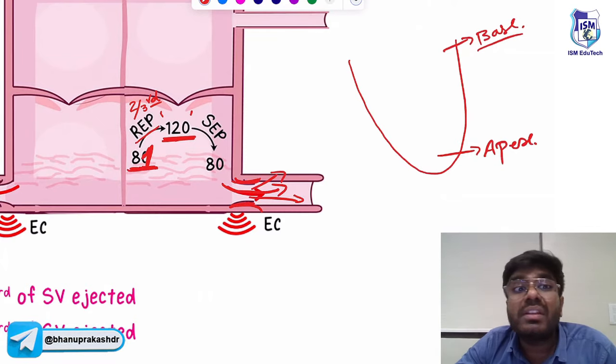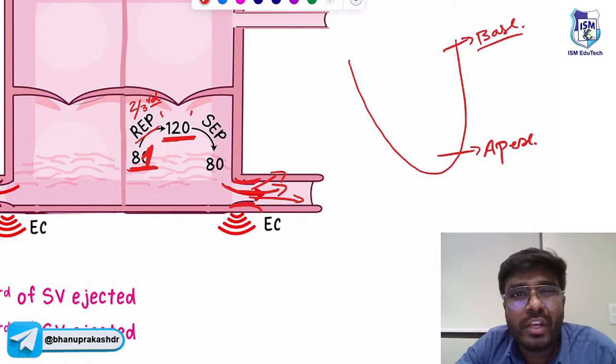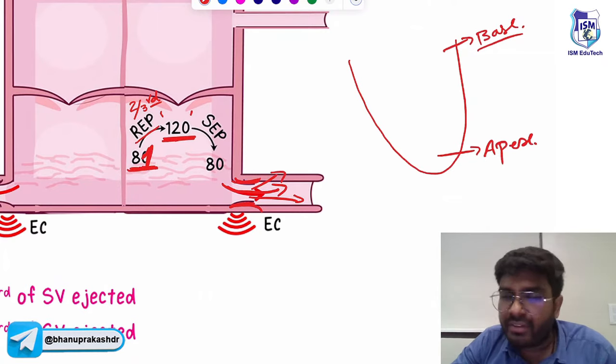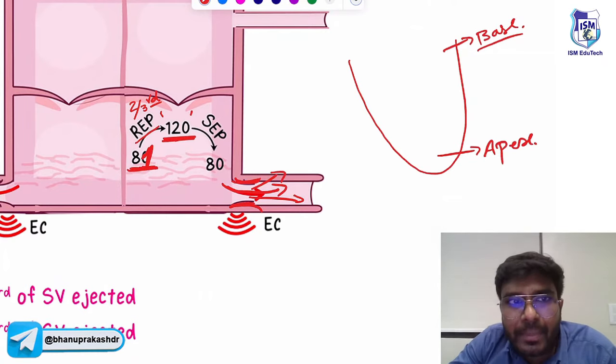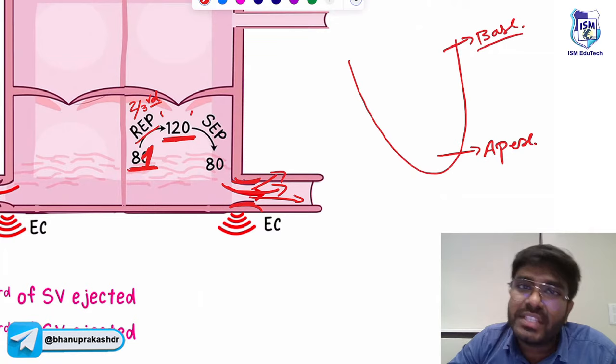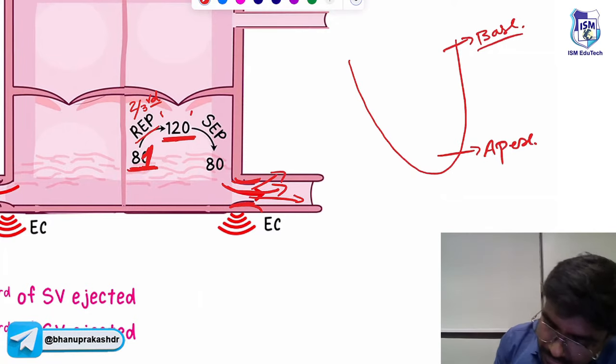Now, some students will be confused. What is the stroke volume? What is this 2/3 of the stroke volume? We can't understand. I will explain. Just remember, during the rapid ejection phase, 2/3 of the stroke volume is ejected. I will explain. So, later on, what happens?